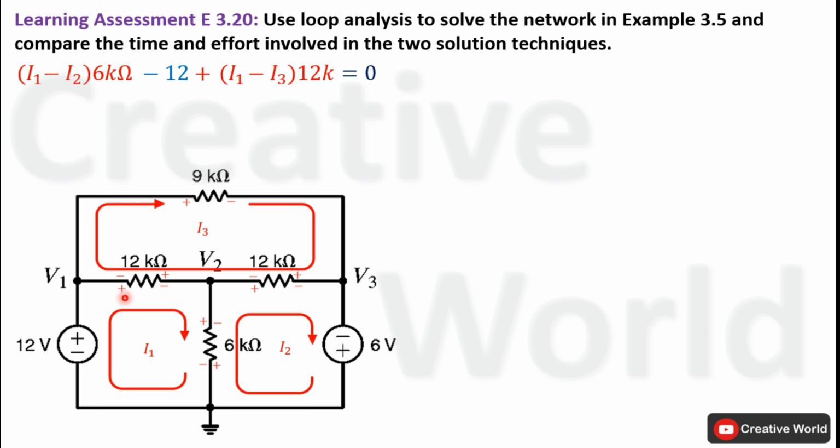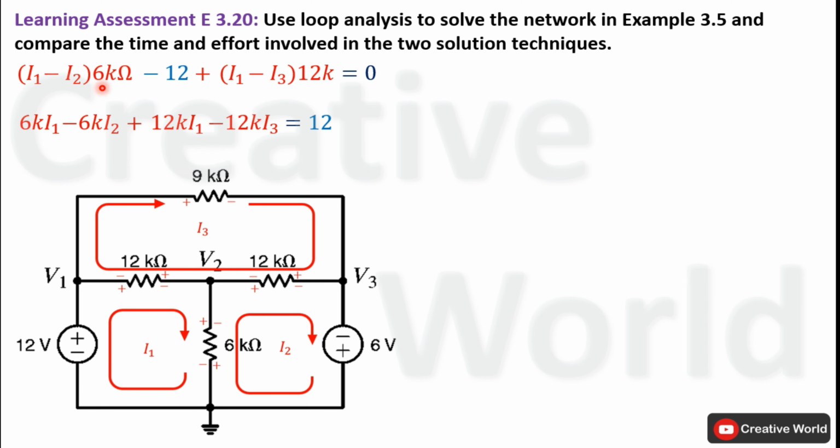Next, voltage across this 12 kilo ohm resistance will also be taken with positive sign because current is entering from the positive terminal, and again through this resistance two currents are passing, both in opposite direction to each other, so their difference will be equal to the resultant current passing through this 12 kilo ohm resistance. Now the voltage polarity is taken according to I1, so I1 minus I3 will be the resultant current through this 12 kilo ohm resistance, and voltage across this resistance will be equal to (I1 minus I3) multiplied by 12 kilo ohm.